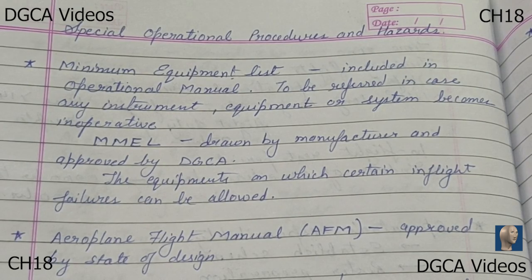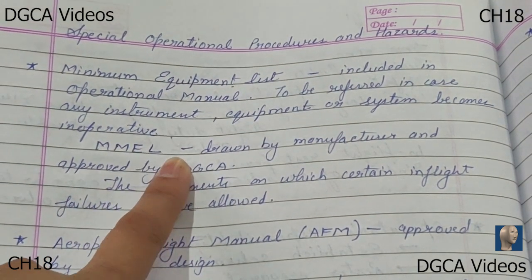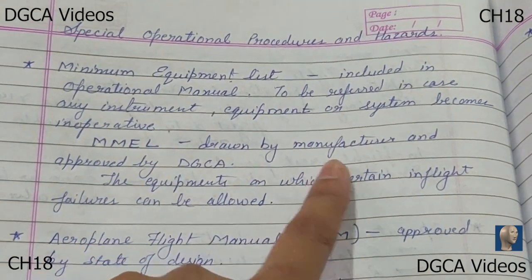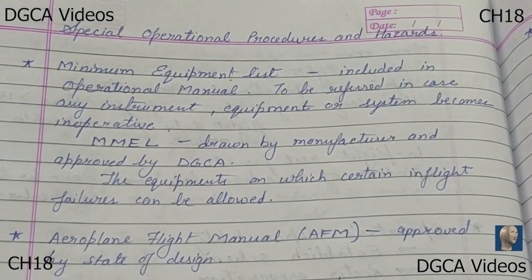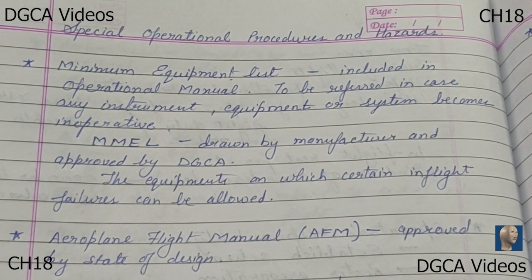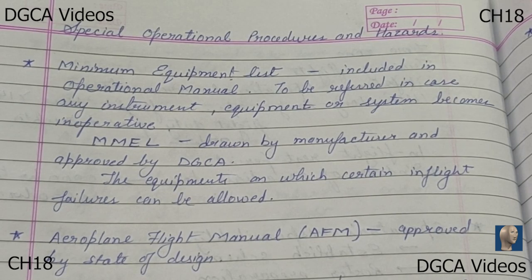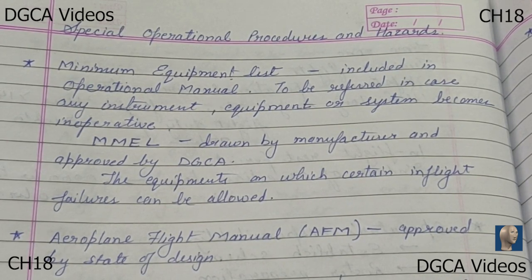and make a decision. And also there's something known as the master minimum equipment list, MMEL. This is drawn up by the manufacturer and is approved by DGCA. This is the list of equipment on which certain in-flight failures can be allowed, and the conditions under which this allowance can be accepted.